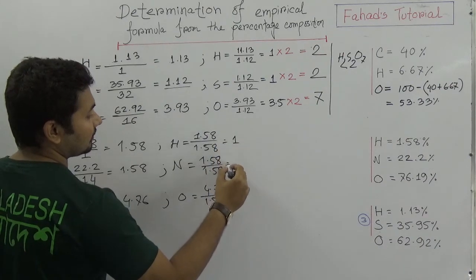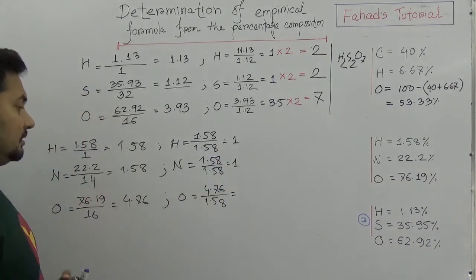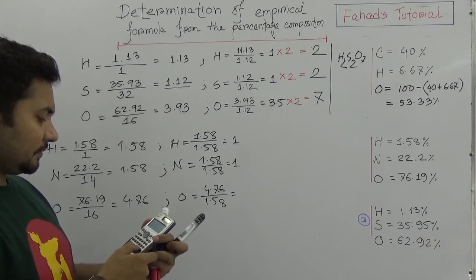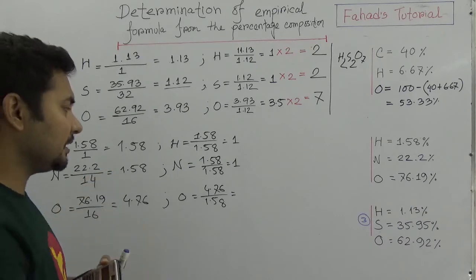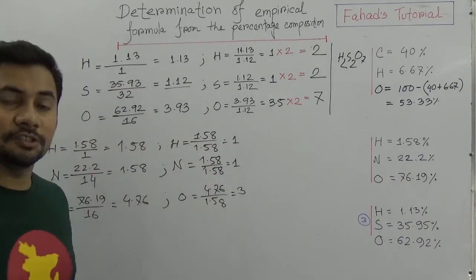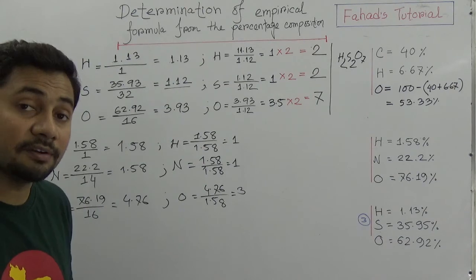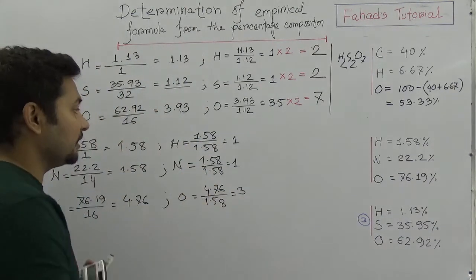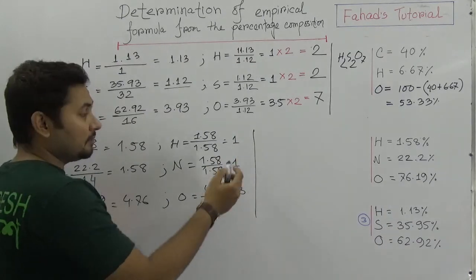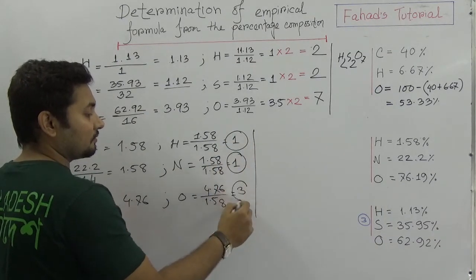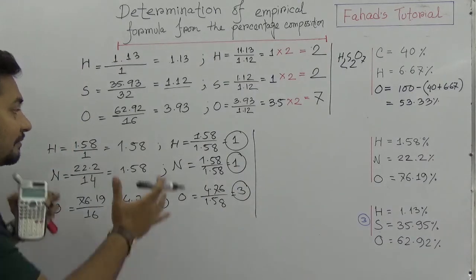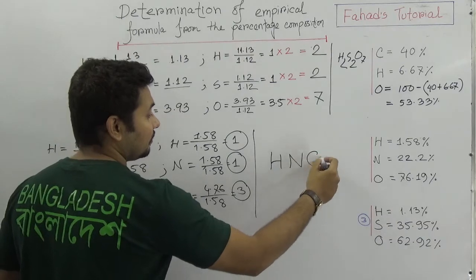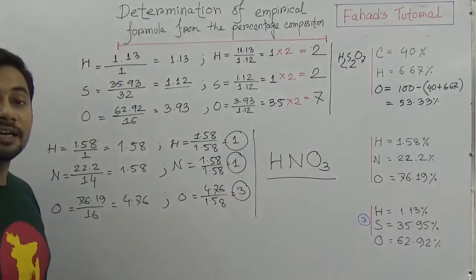So this is 1, and what about this? 4.76 divided by 1.58 is almost 3.01, so I can write 3. I should not write 3.01 because I need an integer so that I can make it an empirical formula. That is why you got the numbers 1, 1 and 3. So the empirical formula of this percentage composition is HNO3, and this is nitric acid.